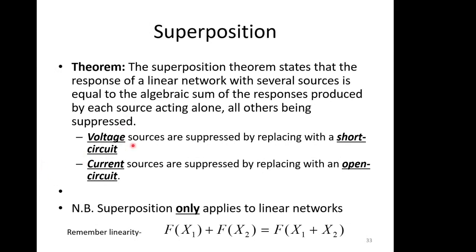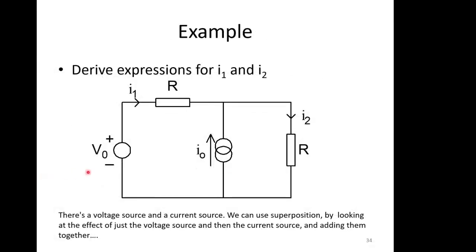Right, the really important thing to remember, and this is the thing that catches people out all the way through, is that voltage sources are suppressed by replacing them with a short circuit. We set them to 0 if we replace them with their equivalent series resistance, which, remember, for an ideal voltage source is 0. Current source is the opposite. We replace the current source with an open circuit. And let's see what happens when we do that.